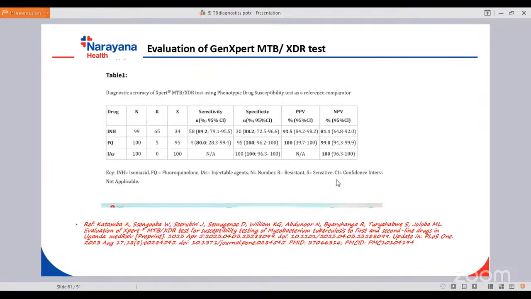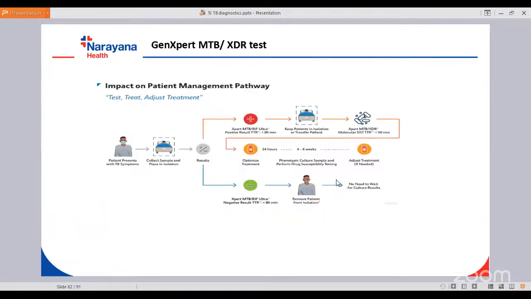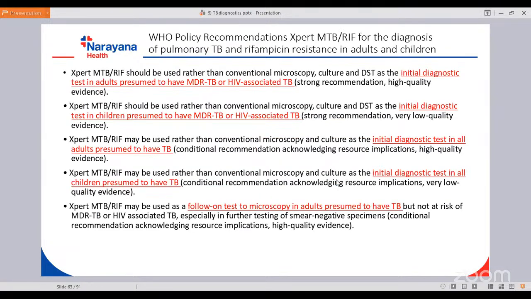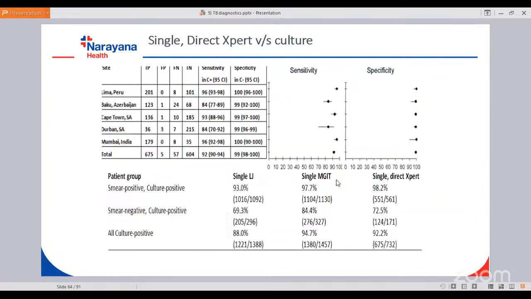That's amazing. Sensitivity and specificities have been great. They have been WHO endorsed. One important impact that I saw in my hospital is that if you have GeneXpert Ultra result plus this MDR XDR, you know where to put these patients into isolation and prevent the transmission of the TB bacilli to other patients. And these are various articles and various statements from WHO recommending GeneXpert for the diagnosis of tuberculosis in adults, in children, and in smear positive, smear negative.